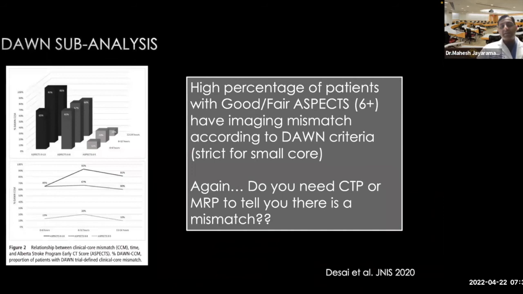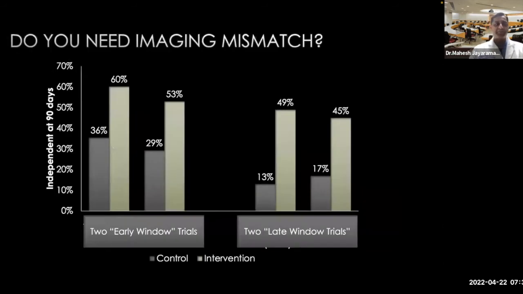In the DAWN sub-analysis, what was interesting was if you have good and fair ASPECTS, all these patients have imaging mismatch according to the DAWN criteria, which is very strict for a small core. And none of these patients up to 24 hours with an ASPECTS 0 to 5 would have met DAWN clinical core mismatch. So if you have excellent ASPECTS or even good ASPECTS, you're going to meet the DAWN criteria. Again, do you need a CT perfusion or MR perfusion to tell you there's a mismatch?